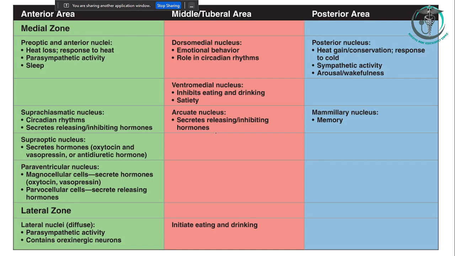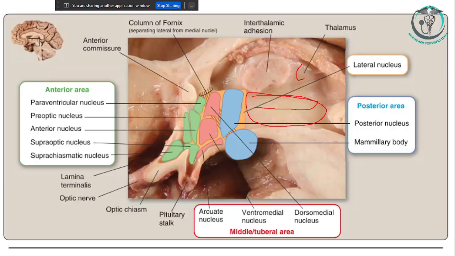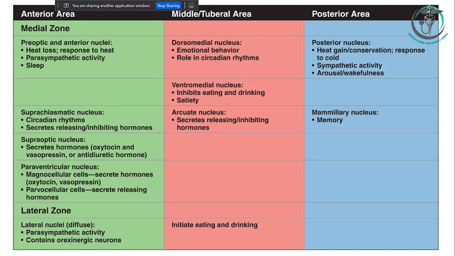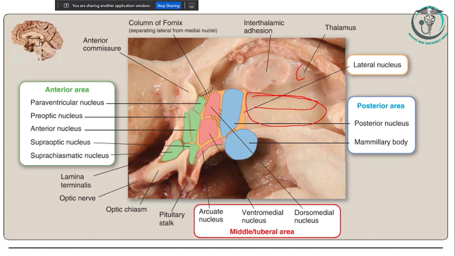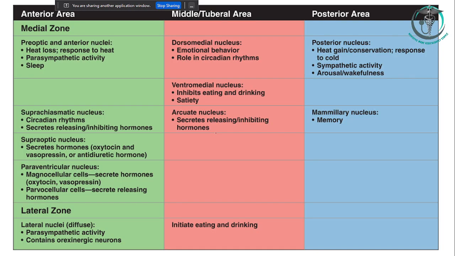Again, this diagram that I've given you, the table here, is representing the very same nuclei. The one that was in green, the one we called the anterior area, is the one you're able to see in green, and it is showing you different types of nuclei that are found in there. The one at the middle, the one that was red, is being represented as red in this diagram table.